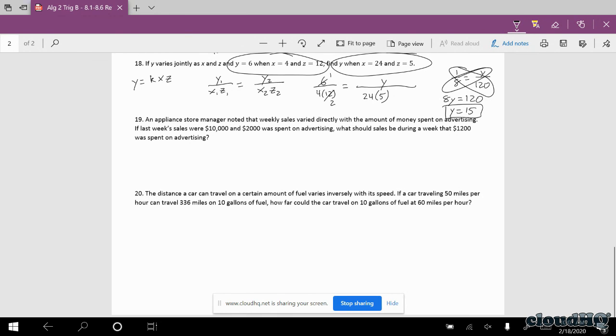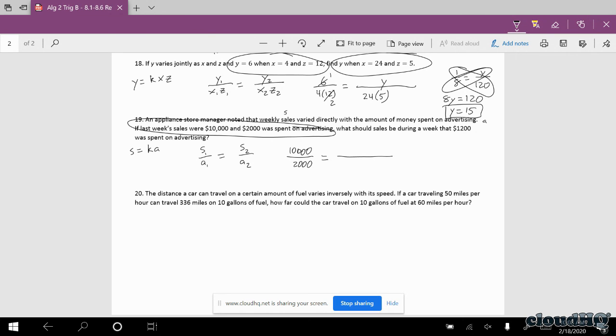All right, varies directly. So sales, maybe I'll call that S. Varies directly with the amount of money spent on advertising. Maybe I'll call that A for advertising. So I could say S equals K times A, or I can go ahead and say S sub 1 over A sub 1 is equal to S sub 2 over A sub 2. So if last week's sales were 2,000 and 10,000, 2,000 is on advertising. So sales was 10,000. Advertising was 2,000.